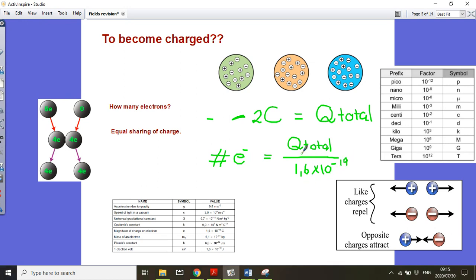And that will give you your number of electrons. Now remember, electrons are tiny little things and there are millions of them. So if you end up with a times 10 to the negative, you must know you've swapped your values around. You're going to end up with a huge amount of electrons. Your answers must make sense.